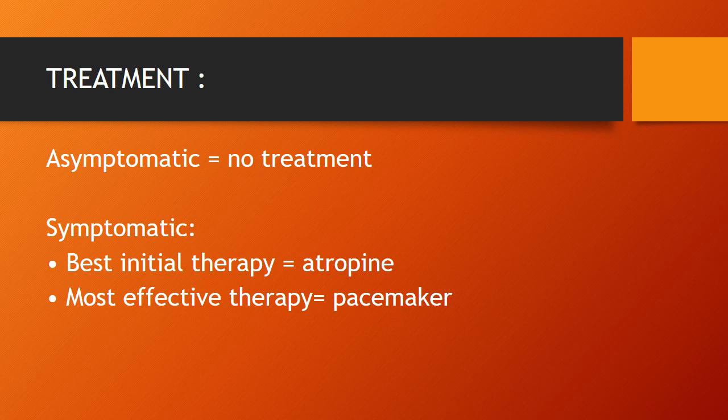It will block the vagal tone and therefore increase the heart rate, and it will help in making the rhythm normal. The most effective therapy is a pacemaker. What a pacemaker does is detect any abnormality in the heart rhythm and send electrical impulses that will improve the pacing of the heart.